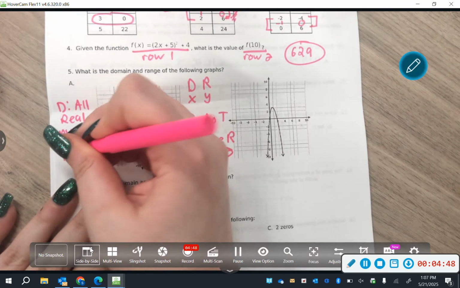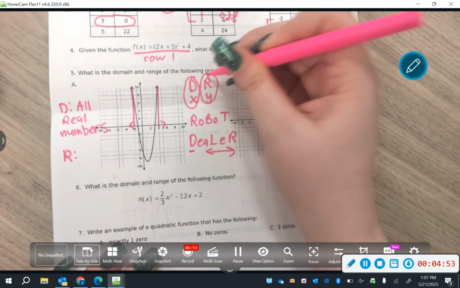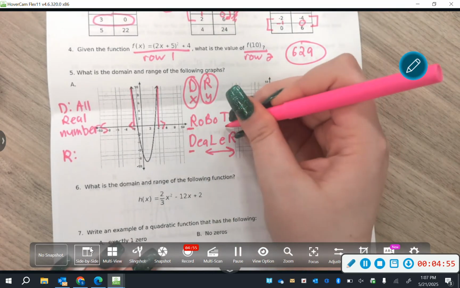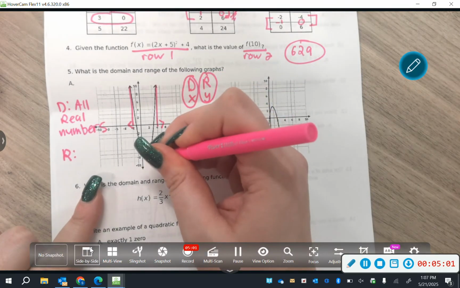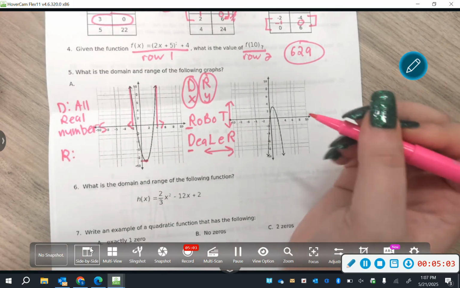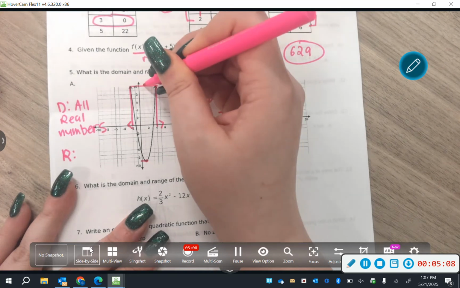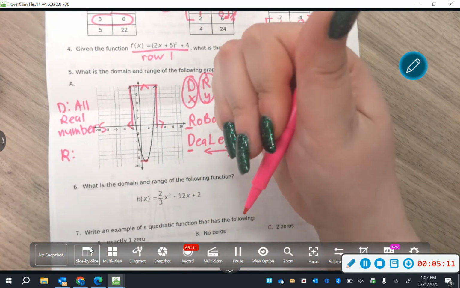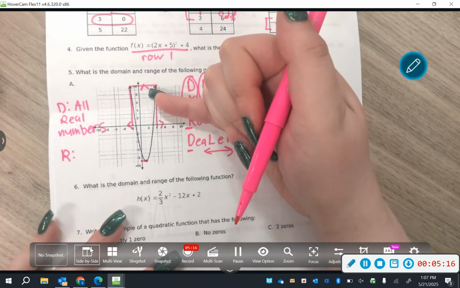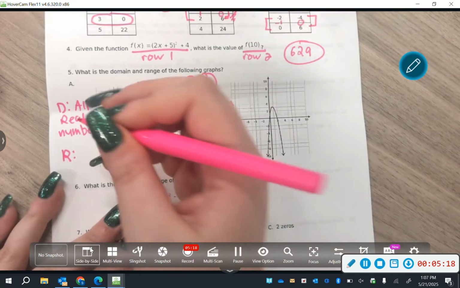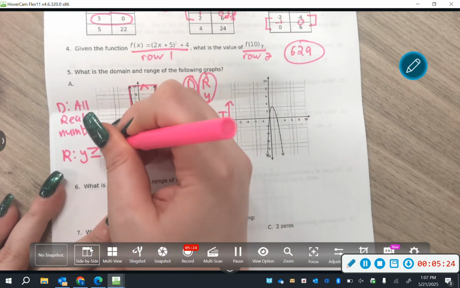For my range, those are your y values. So domain X, range Y. Range goes from bottom to top. Well, on this graph, the lowest we can go is right here at -9. And even though that's where the picture stops, there's an arrow here. It's going to keep going up. So I can be -9, or I can be bigger than that. Our math way of saying I can be -9 or bigger is y, because it's range, is greater than or equal to -9.